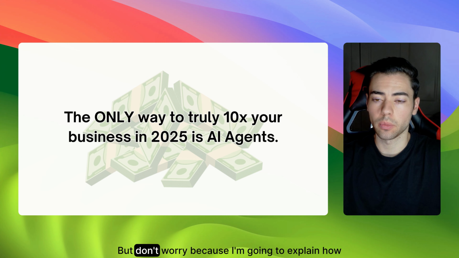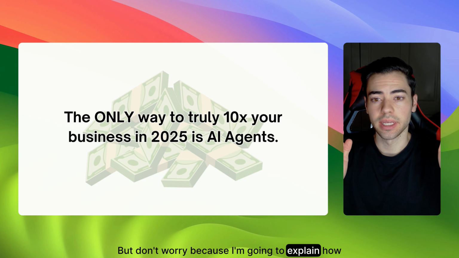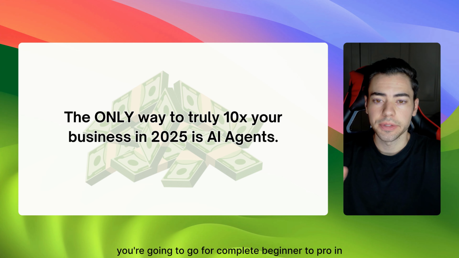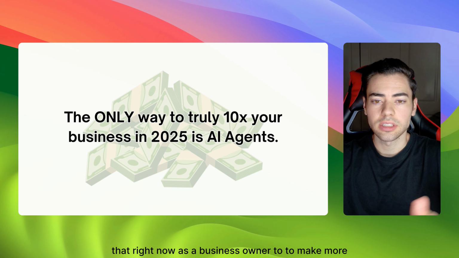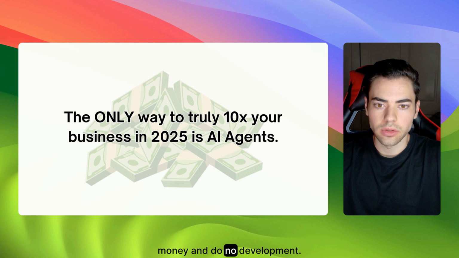If you are not using AI agents right now, then you're already behind. But don't worry, because I'm going to explain how you're going to go from complete beginner to pro in this video. You see, everyone has AI agents wrong, and the way people are building them isn't correct. Why? Because I've been spending the last 12 months of my life building AI agents from a complete beginner, and I want to fast forward you on how you can do that right now as a business owner to make more money and do no development.